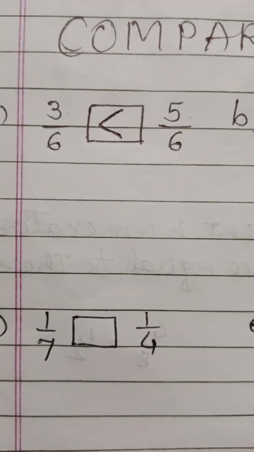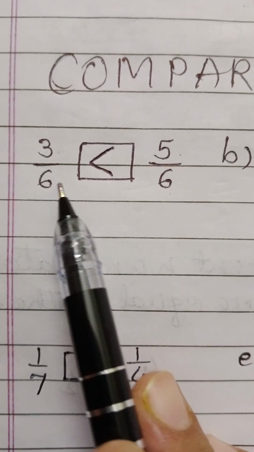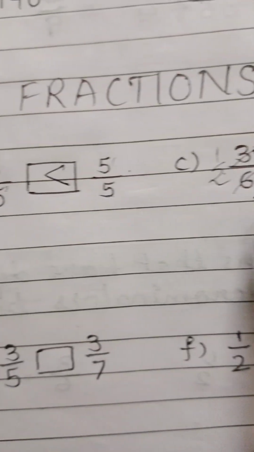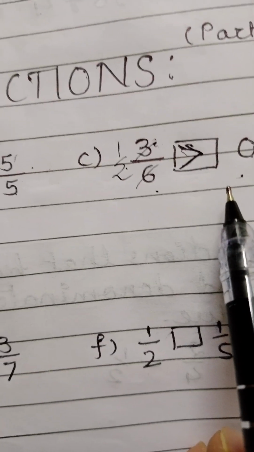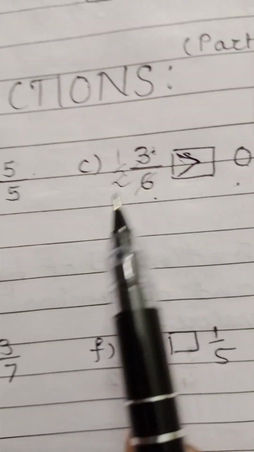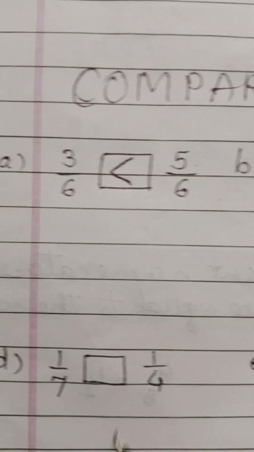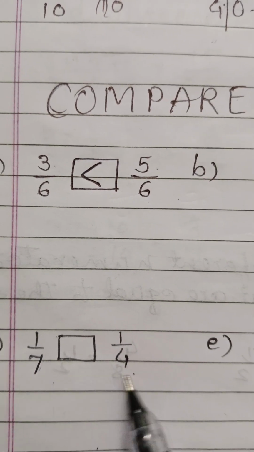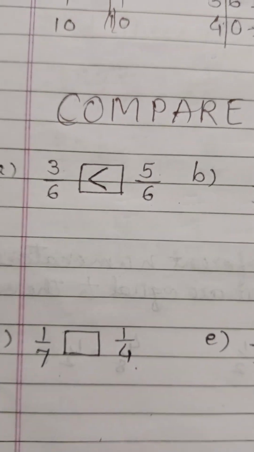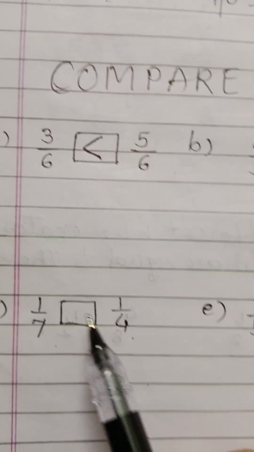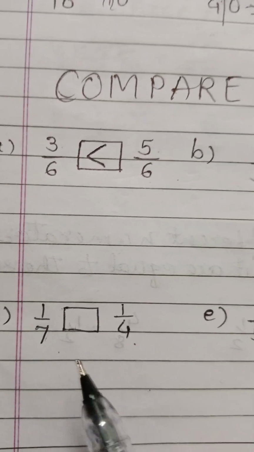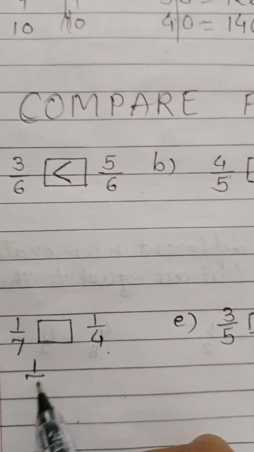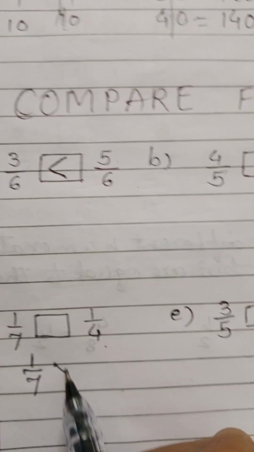Let's see here, 1 upon 7 and 1 upon 4. Now see, here we saw all the like fractions and it was very easy for us to say which one is greater or which one is smaller. But here, this is 1 upon 7 and 1 upon 4. These are unlike fractions. How will you decide which fraction is bigger? I'll explain one method to you.